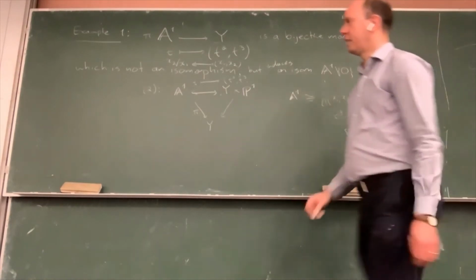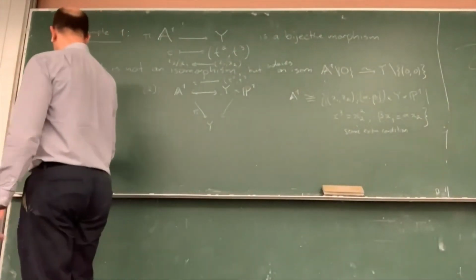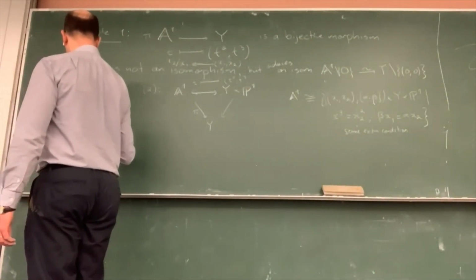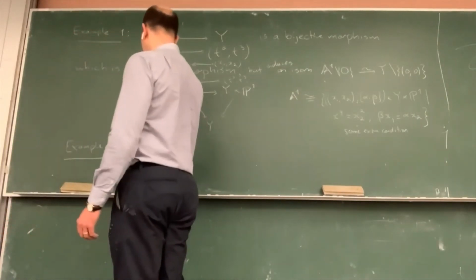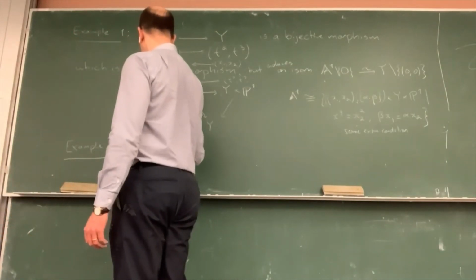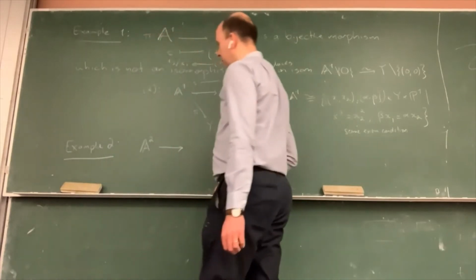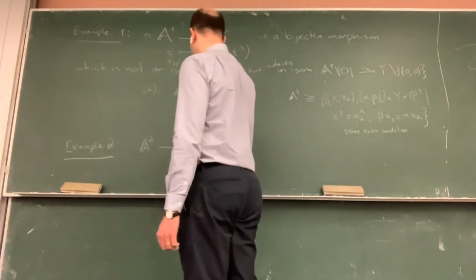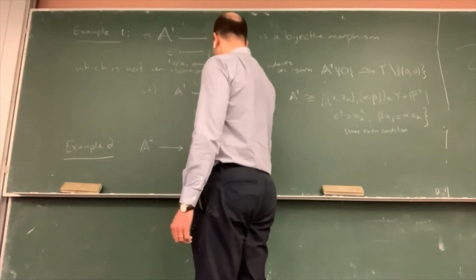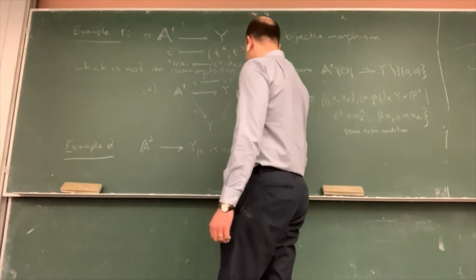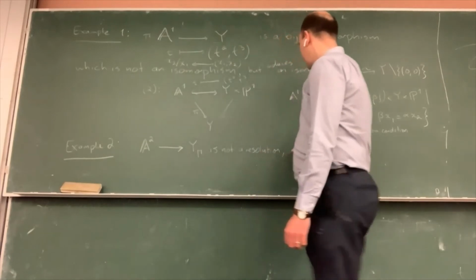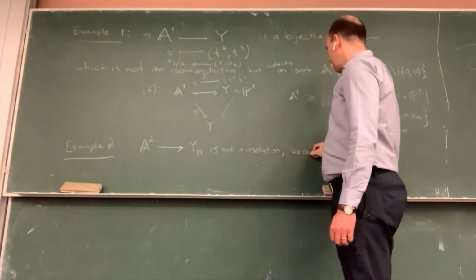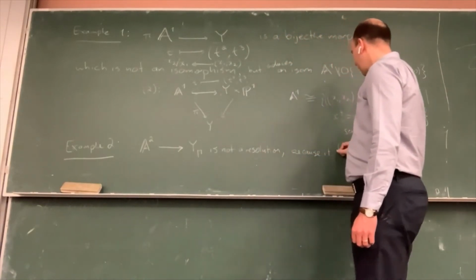So a non-example is the quotient map from A2 to Y gamma. This is not a resolution because it fails condition 3.